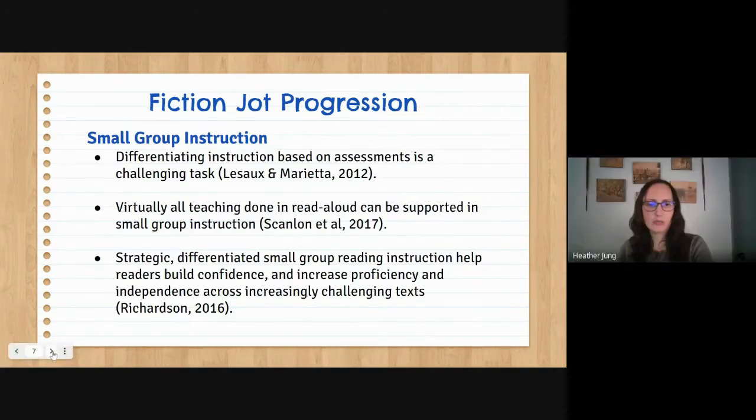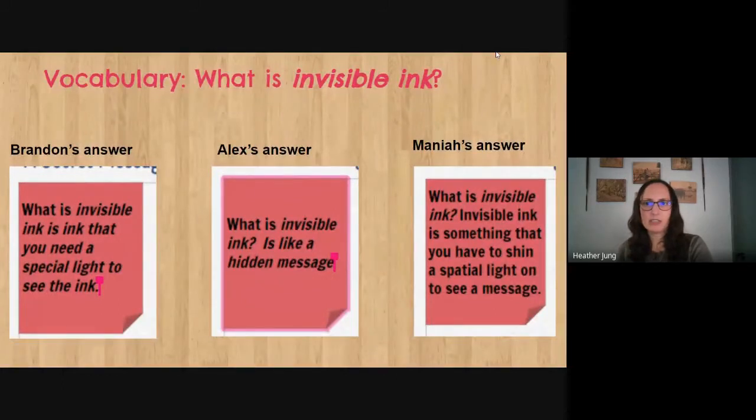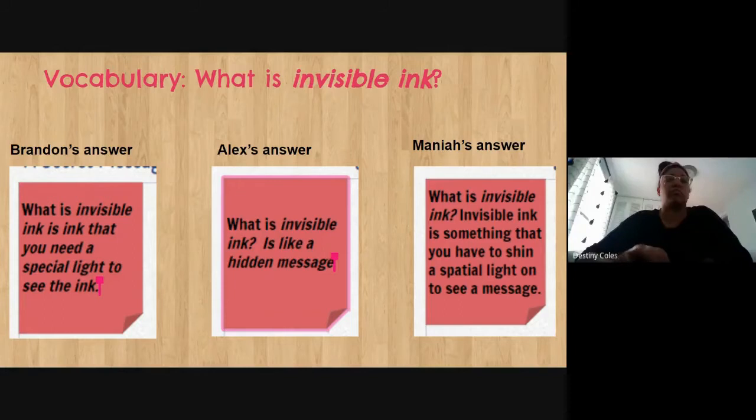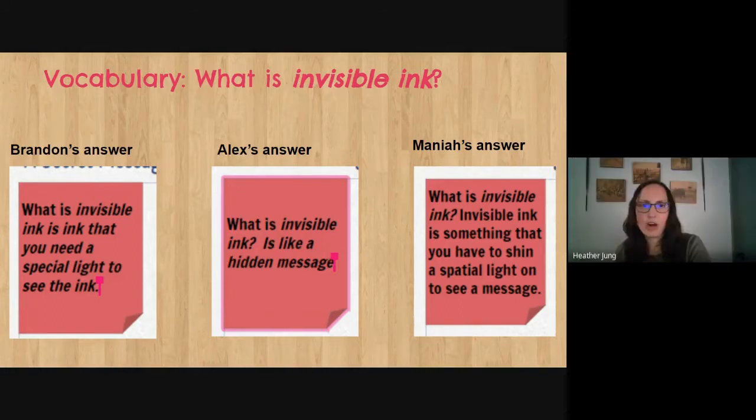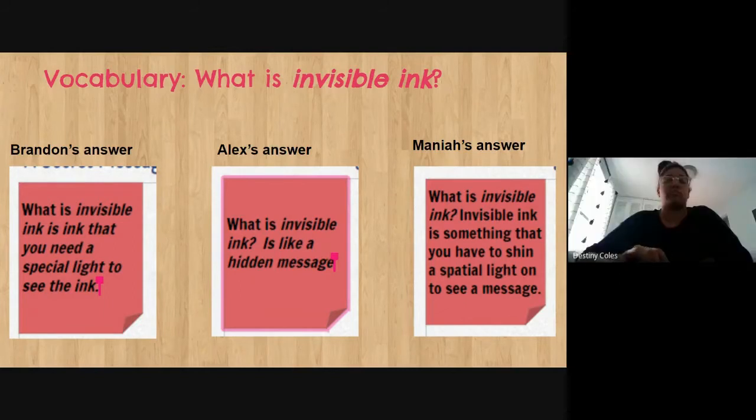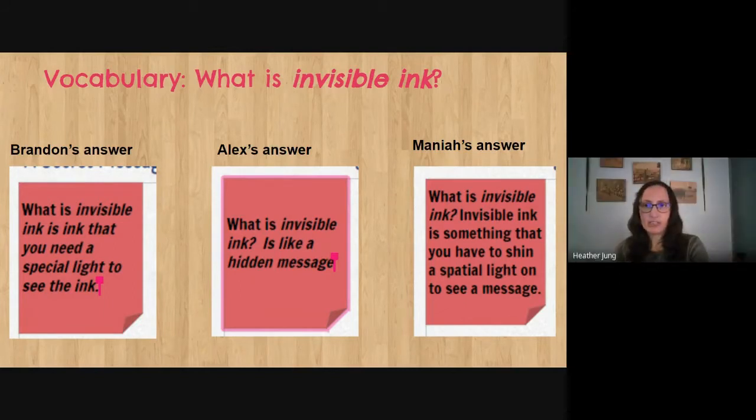All right, so before I go on, I'm going to drop the link for the fiction JOT progression into chat in case you want to have that open. If you remember, there were 4 different areas that we were analyzing student work using the fiction JOT progression: plot and setting, character, vocabulary and figurative language, and themes and ideas.